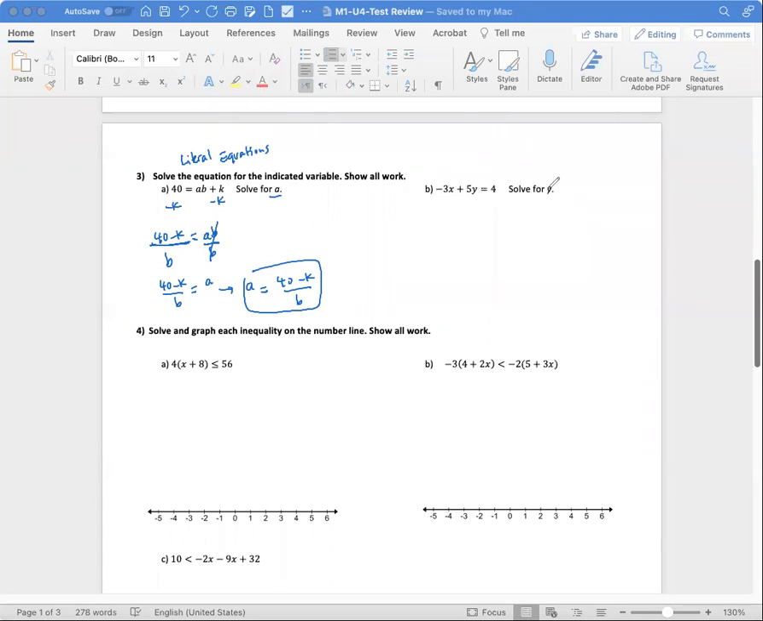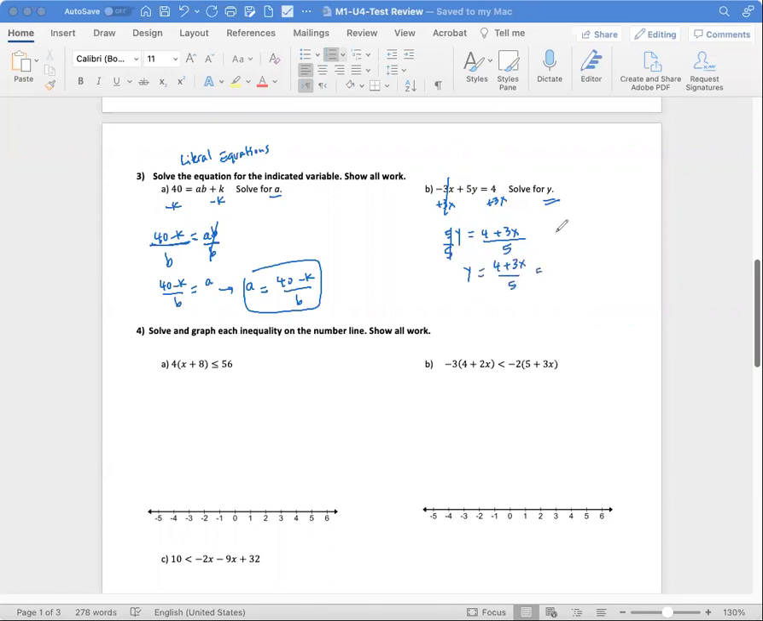Part B, you're solving for y. You want to isolate y. So here's y. You want to get that by itself. You start by adding 3x to each side. You get 5y, because by adding 3x, this is gone. 5y equals 4 plus 3x, or 3x plus 4. And then divide both sides by 5. This whole side divided by 5. The 5 here is gone. You get y equals 4 plus 3x over 5.